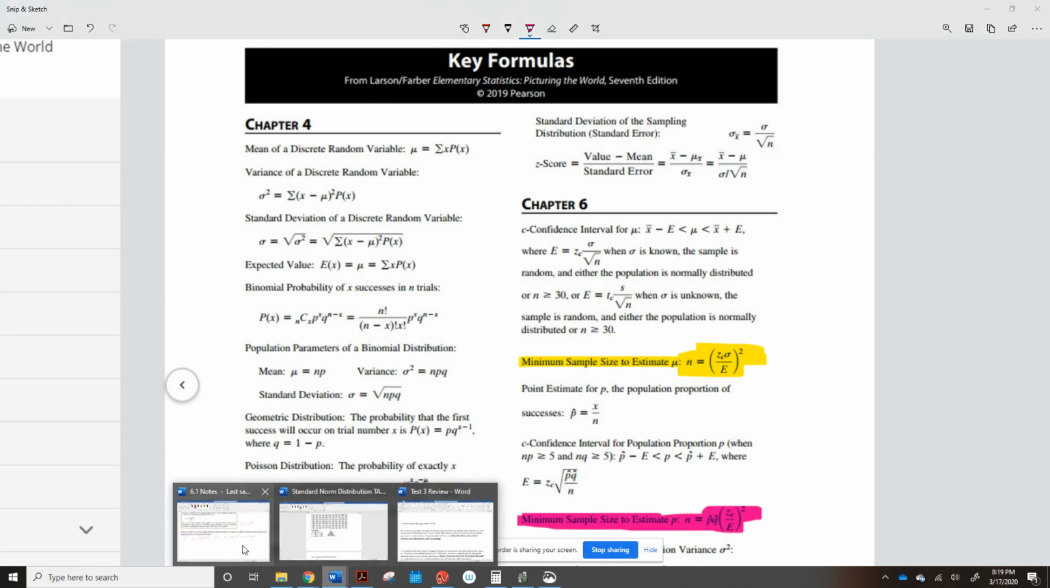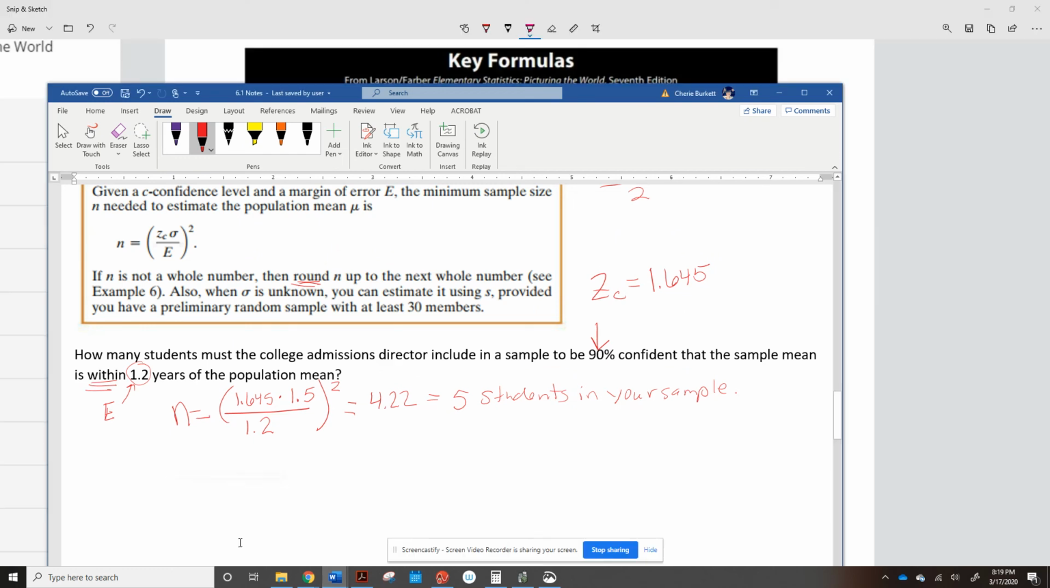So I'm going to stop this video, and then the last one that I'm going to make is things that you can do on your calculator.